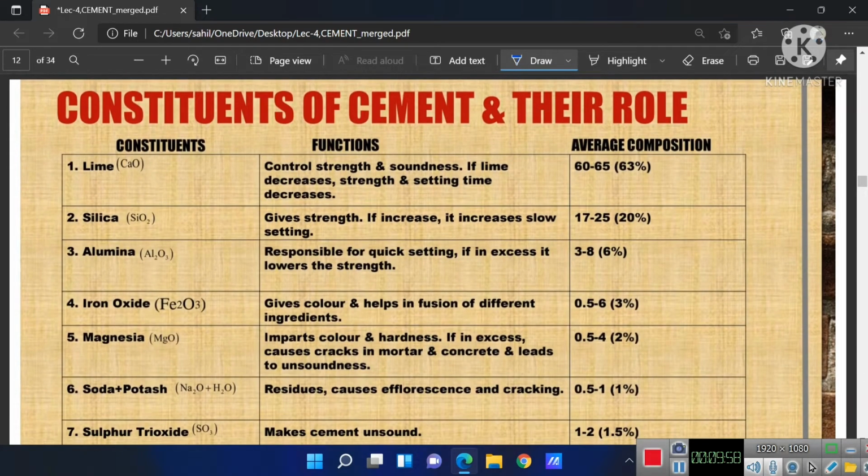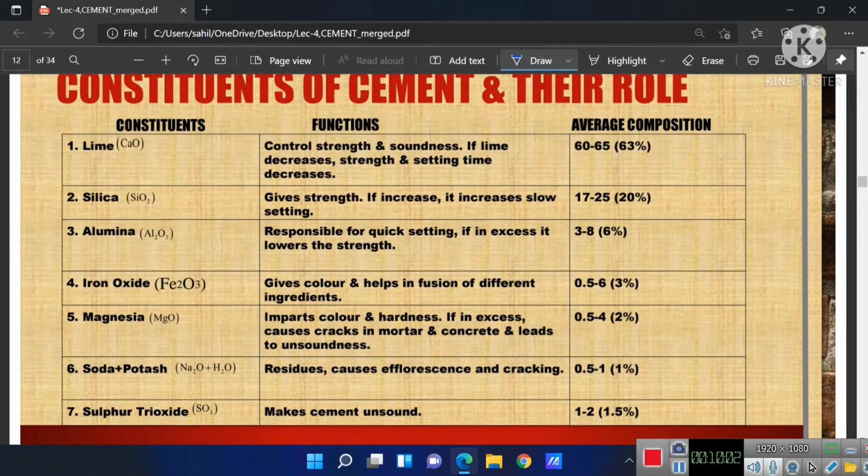Now here are the constituents of cement and their role. In cement, basically 7 constituents are there, that is lime, silica, alumina, iron oxide, magnesia, soda, potash and sulfur trioxide. And here their functions and average compositions are mentioned.